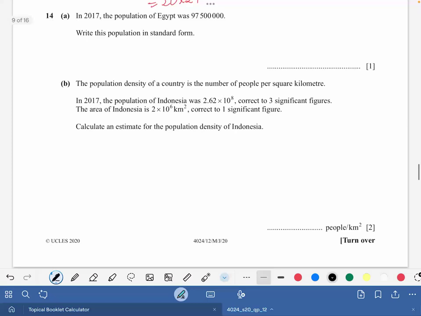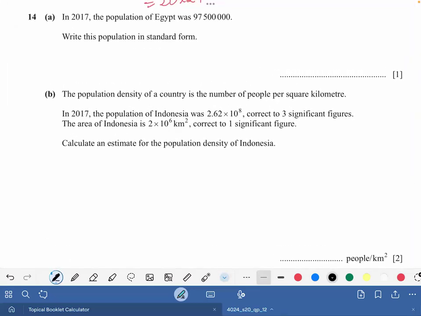Okay, they say that in 2017 the population of Egypt is 975,000,000. Write this population in standard form. Standard form is always like this: a number multiplied with 10 to the power of something.